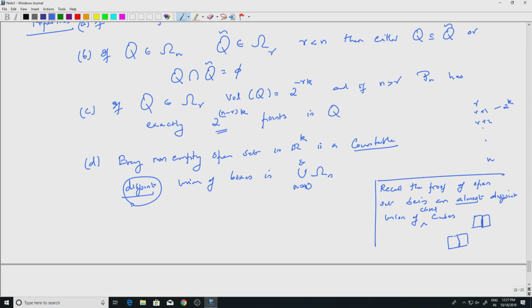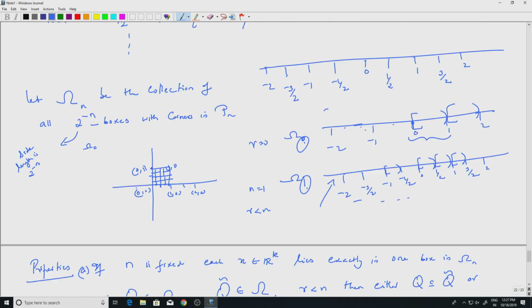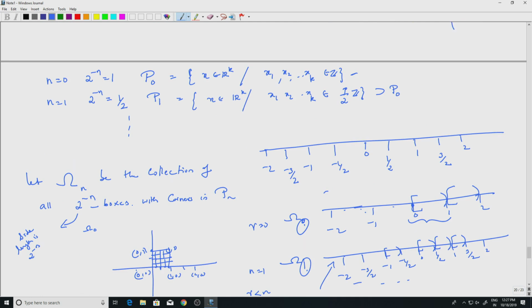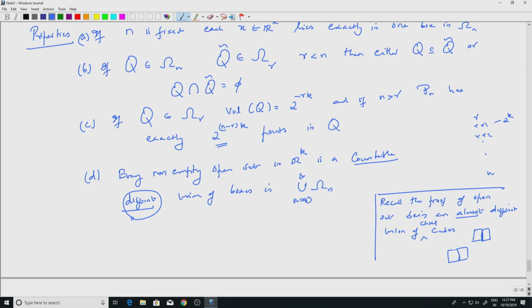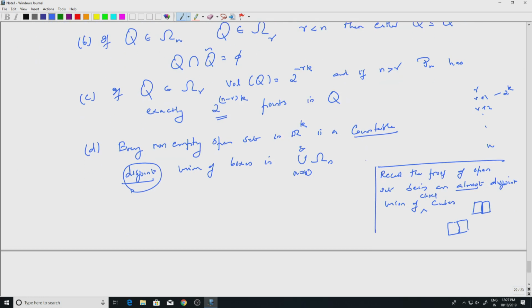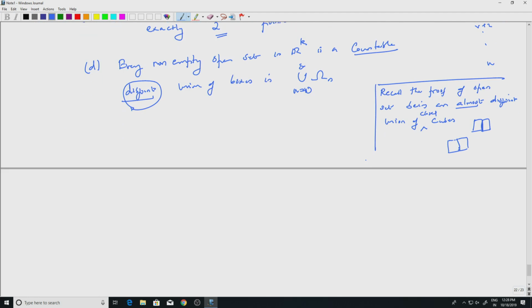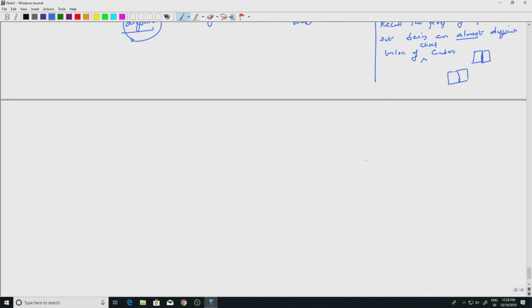Okay. If you take the closed cubes, then you will get almost disjoint. But the cubes we are looking at in omega n, these are 2 to the minus n boxes with corners in Pn. When I say a delta box, remember this right hand side is open. So, because of that these boxes are disjoint. Okay. So, that is the reason you get disjoint ones. Okay. So, we will stop with the statement of the theorem, and which actually gives us the Lebesgue measure. So, keep in mind all the omega n's and so on.